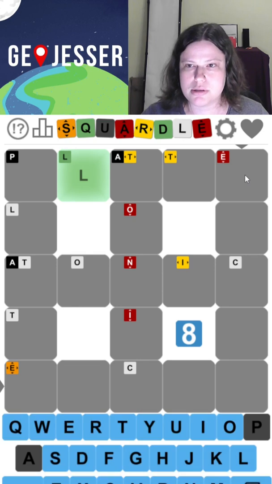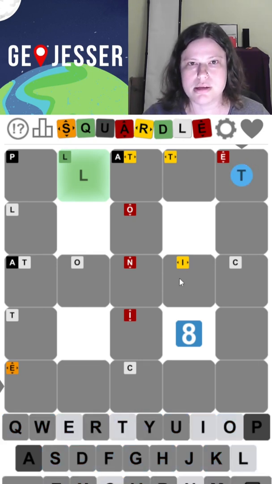And this lets you put notes. So if you click on the cell, you get the little blue circle, you can choose the letter you're pretty sure goes there. I know there's a T there. So I'm just going to put it in to remind myself that when it's time to fill that cell, that's going to be a T.